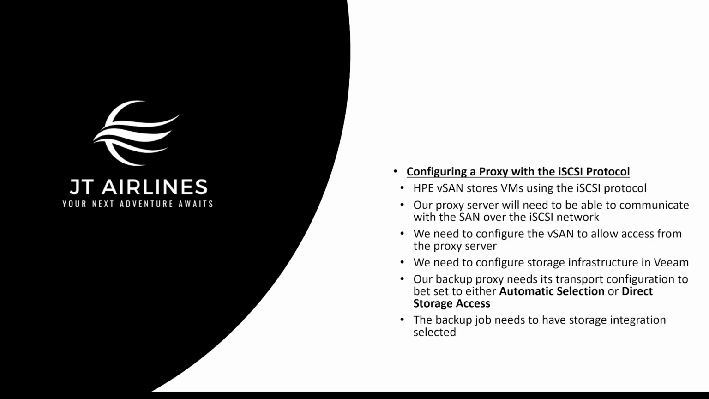As mentioned, we'll need to set some permissions in the vSAN to allow the proxy server to communicate with the vSAN, and then we will specifically add the HPE vSAN information into our Veeam software. And then when we configure the backup proxy in Veeam, which will be this Windows Server 2016 box, we need to set the transport method to either automatic selection or direct storage access. And we will also need to make sure that the backup job has the storage integration option selected. So let's dive into the lab and get things going.